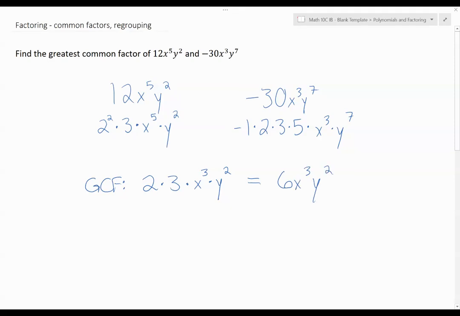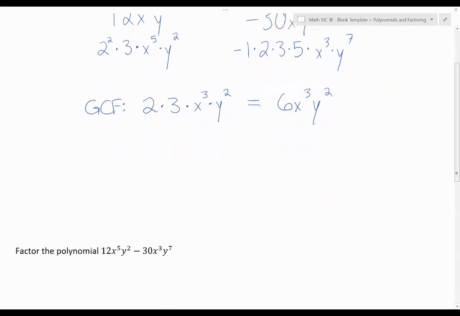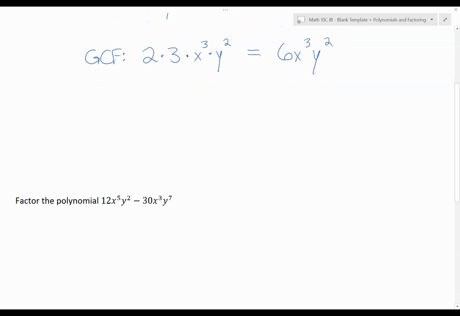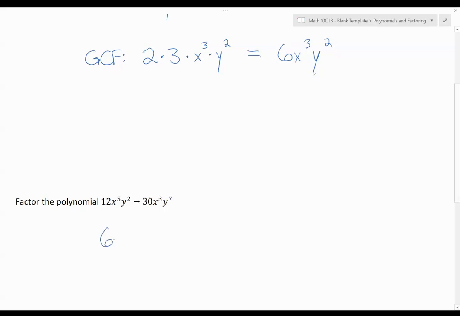So that's going to be handy when I start wanting to factor polynomials. What essentially I'm going to look for, now I've got those two things combined in a single polynomial, they are terms in a binomial. I can factor it by saying, well, what can I divide both of those terms by? What is the greatest common factor of both of those terms? And that's 6x cubed y squared, as we previously discussed.